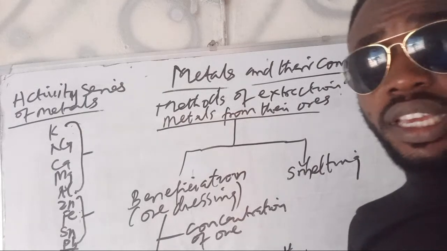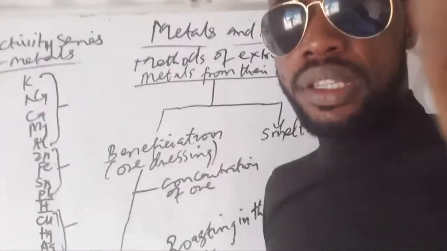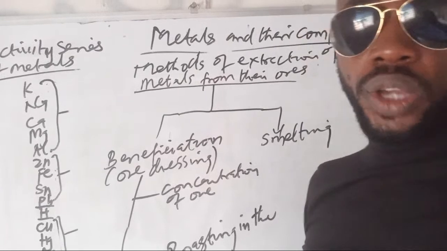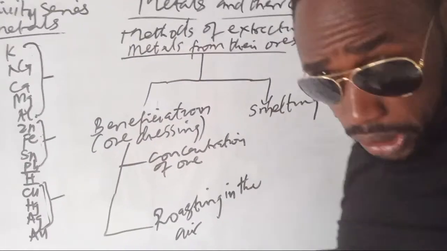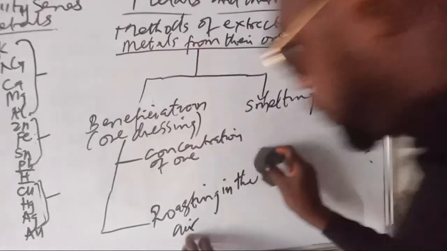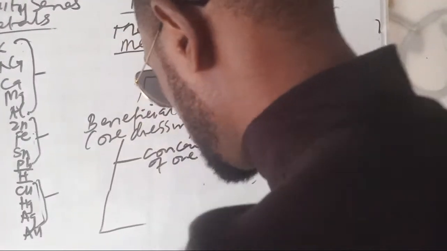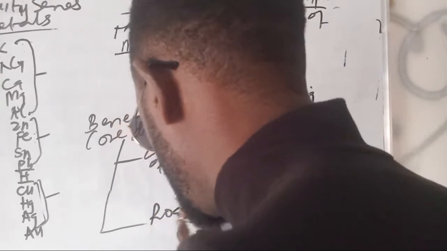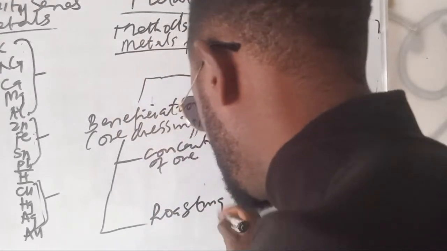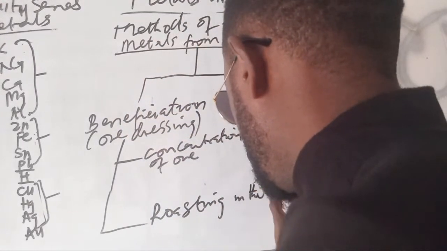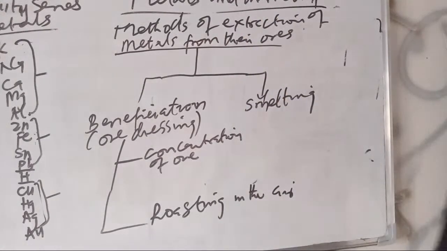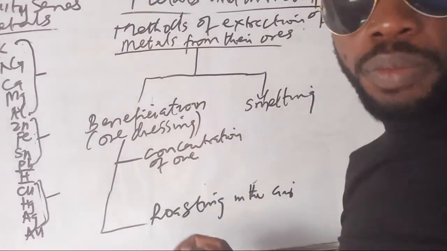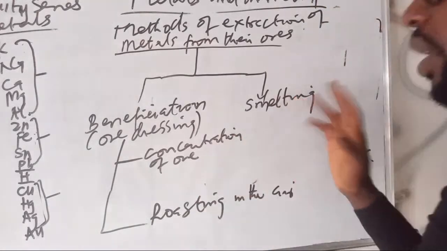And I say roasting in the air means heating to a very high temperature. I hope my camera can get it down there. Roasting in the air involves heating the ore to a very high temperature to convert the ore to oxide. So these are the treatments that are necessary prior to smelting.